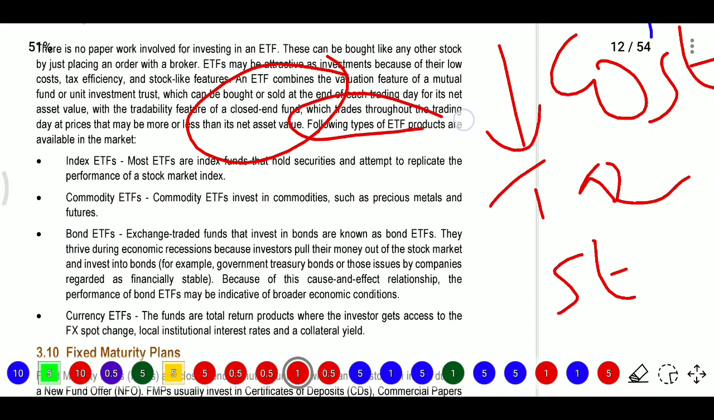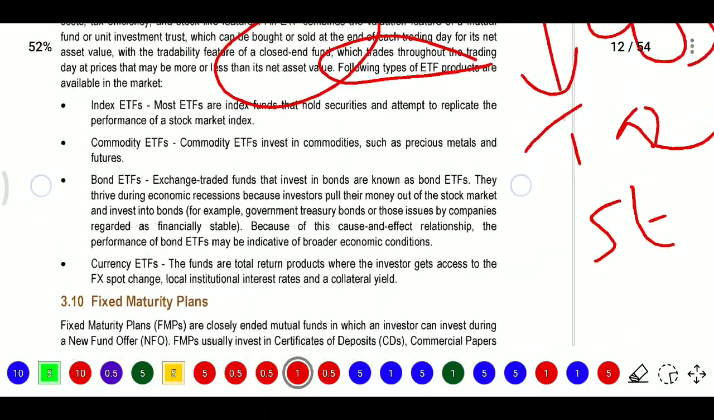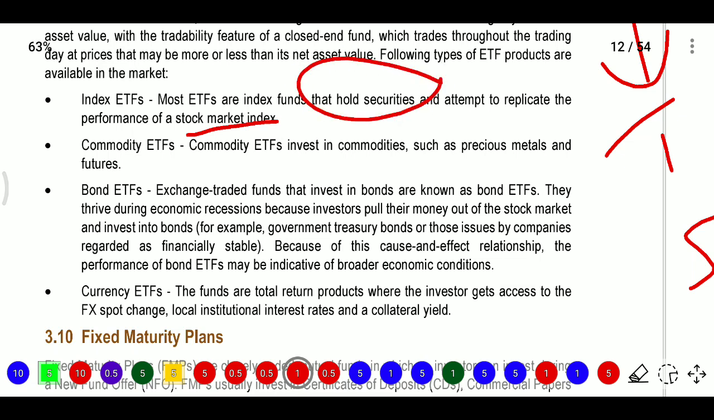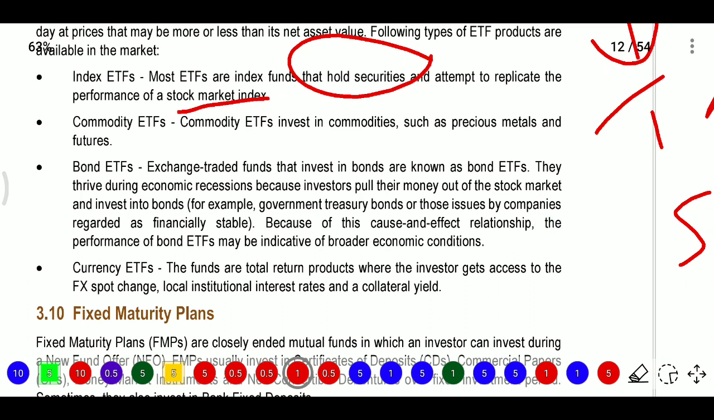There are different types of ETF products available in the market. One is index ETF. Most ETFs are index funds that hold securities and attempt to replicate the performance of stock market indexes. So based on the stock market performance, it will hold the securities. Next, commodity ETFs. Commodity means different commodities, they will take gold or rice, and based on that price the value will change. Commodity ETFs invest in commodities such as precious metals or futures, etc.